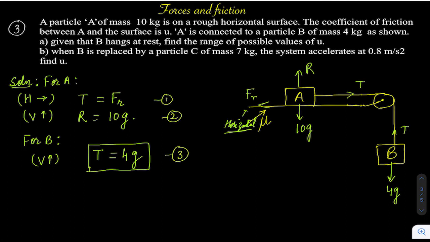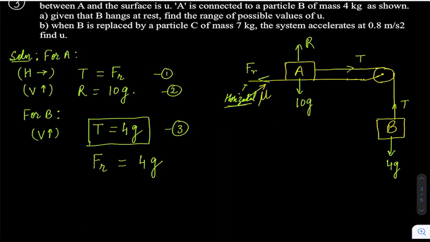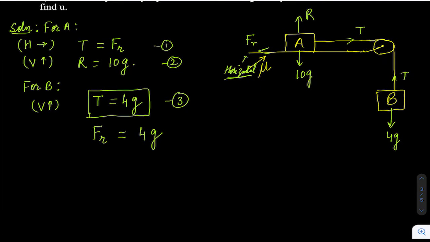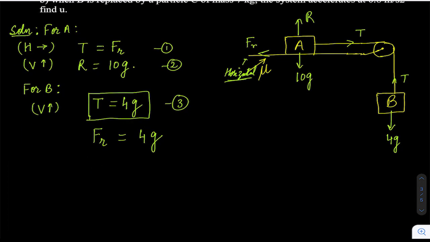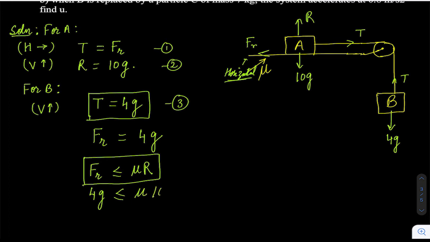So from first and third, we can say that my frictional force is equal to 4 times g, right? Because tension is equal to frictional force and tension is equal to 4g. So frictional force is 4g. Now what they are asking is, we have to find the range of possible values of mu. Now we know that at any point of time, my frictional force is always less than or equal to mu R, right? And mu R is the limiting case. So from this I can say that my 4g value should be less than or equal to mu times R. R is 10g.